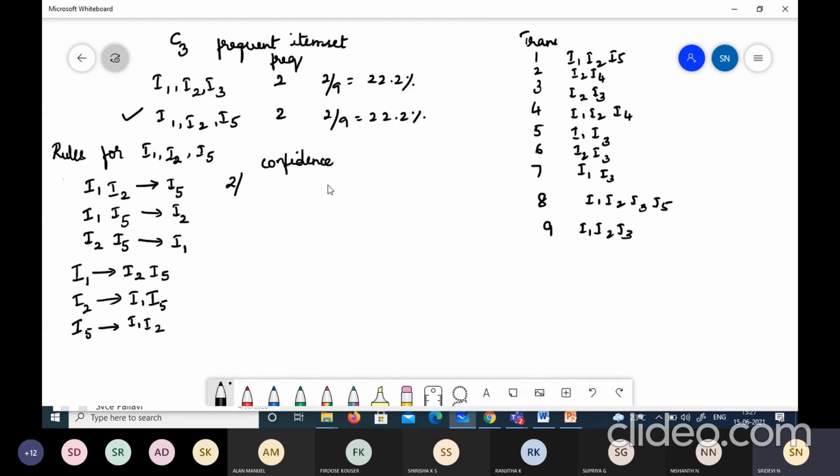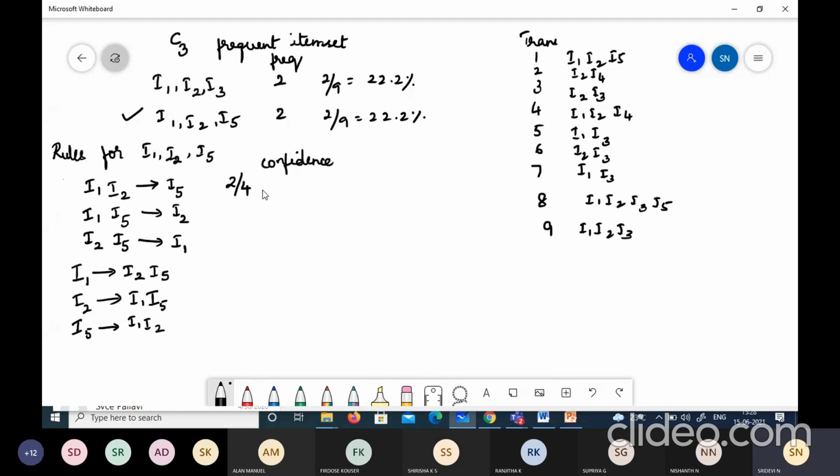This is I1, I2, I5 in how many transactions? 2, divided by I1, I2 in how many transactions? So you can have I1, I2. It's already there in the C2 pair. You can take from there as well. You need not take this. You can look into the main table or the 2-items table. You have I1, I2, frequency is 4, isn't it? If you check the C2 table, I1, I2 frequency is 4.